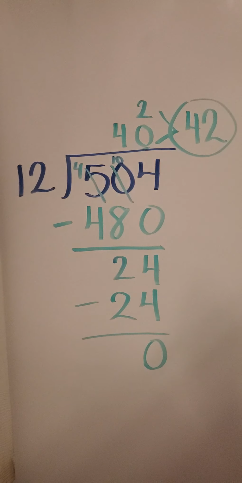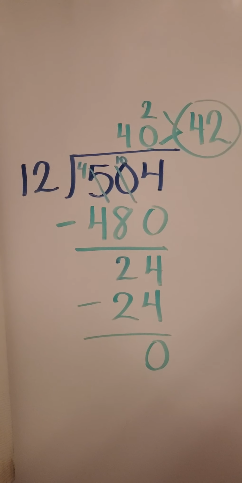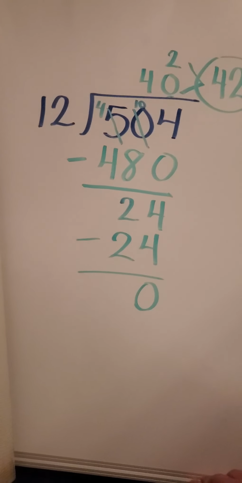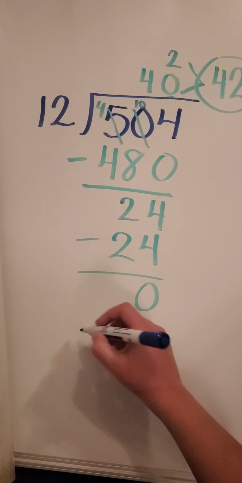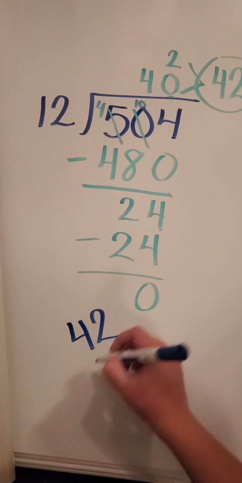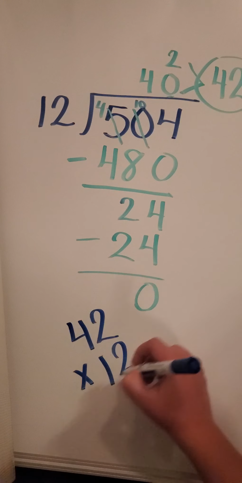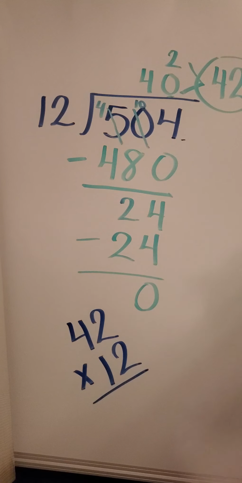So I'm going to grab my different colored pen, and I'm going to come over here a little bit, and I'm going to double check. So that means I need to take my 42 times 12, and I need to make sure that I get 504.